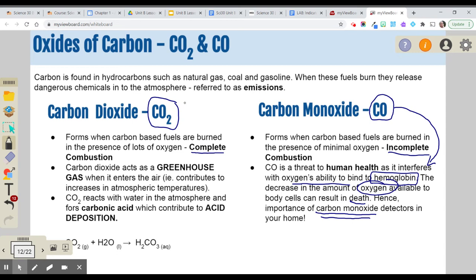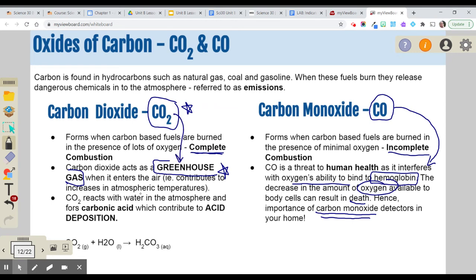So carbon dioxide, this is from our complete combustion reaction. Now, you may have heard this term before back in Science 10 or other courses. It is considered a greenhouse gas. That means when it enters the air, it goes into the atmosphere and helps trap the heat into our Earth, causing the temperatures on Earth to increase. Now, we're going to look more at that in our last unit. But let's just keep in mind that CO2 is a greenhouse gas.